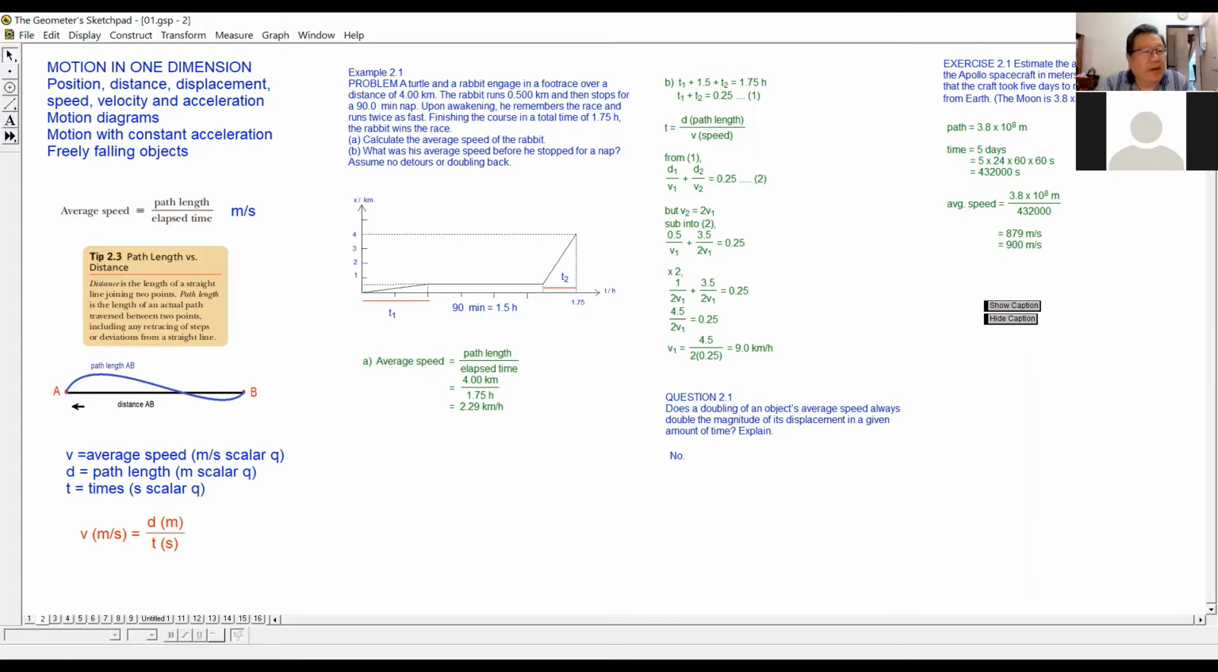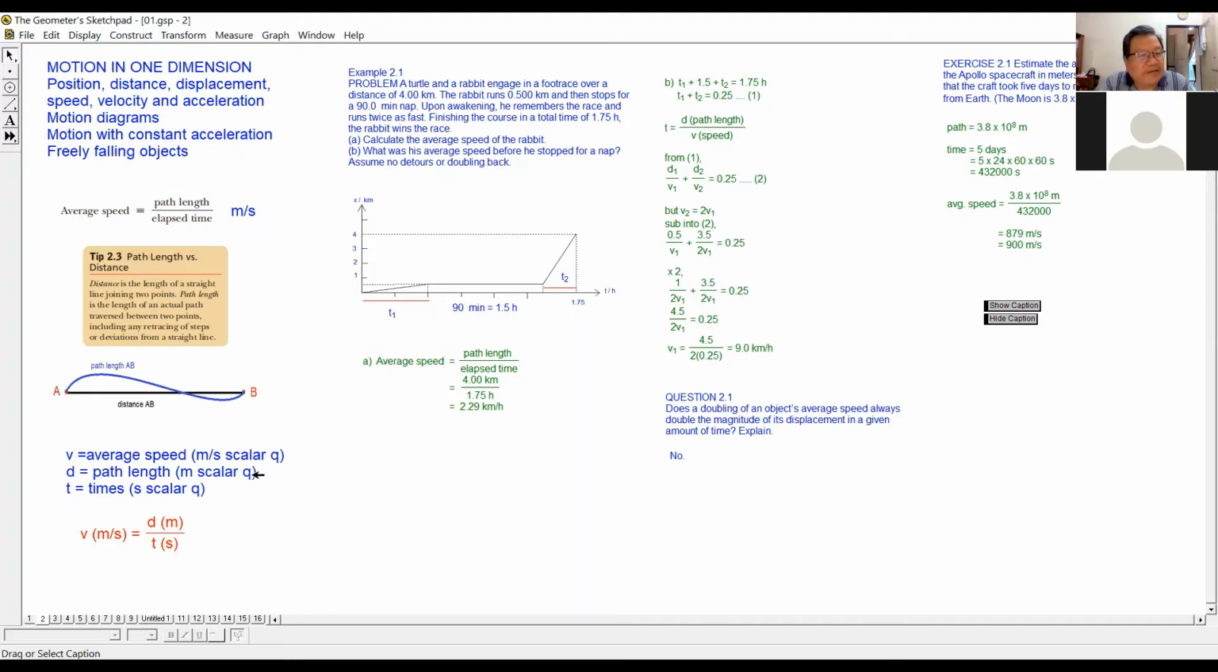Now let's say you double the speed, you increase the speed, then you reach B. Will it increase the length of the black line? That means if you increase the speed along the blue line, will you increase the displacement of the black line? The answer is no.